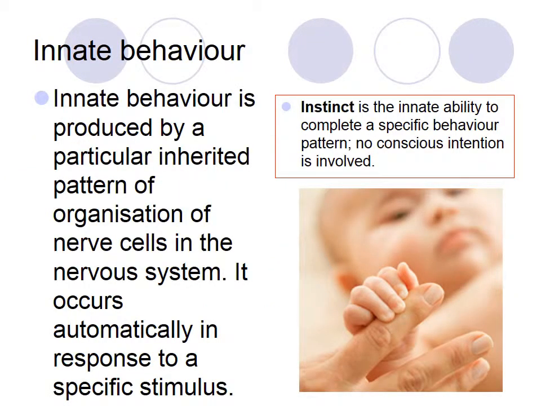So innate behavior is produced by a particular inherited pattern of nervous cells within the nervous system, and this response occurs automatically in response to a particular stimulus. That response is automatic, they have no control over it, and it is responding to a specific stimulus. Here, in the baby picture on the right hand side, if you put your finger into the palm of a newborn infant, it is automatically going to close its hand.